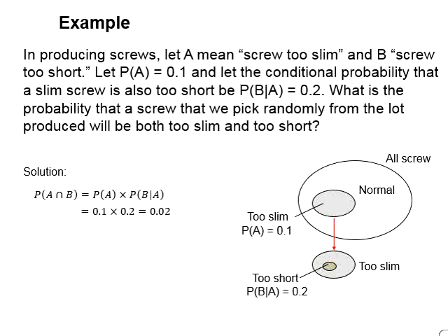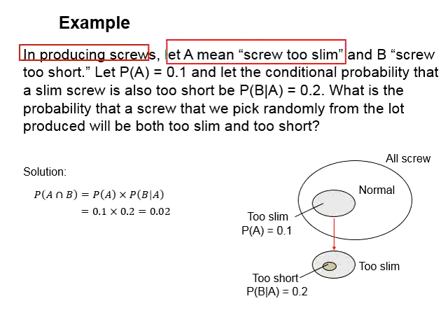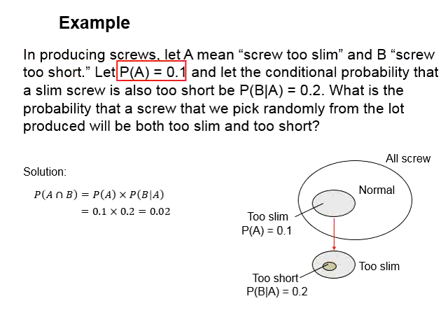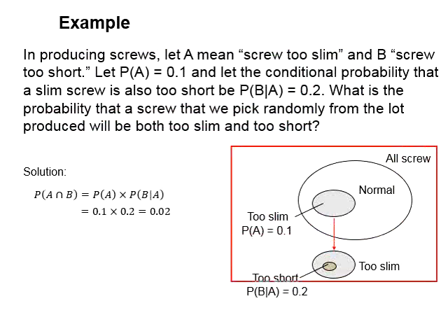Next, we try another example. In producing screws, let A mean the screw is too thin, and B mean the screw is too short. The probability of A is equal to 0.1, and the probability of B within A is equal to 0.2. What is the probability that a screw we pick randomly from the lot produced will be both too thin and too short? To understand the situation, let us look at the diagram here.